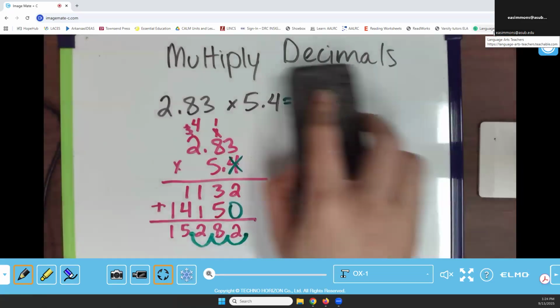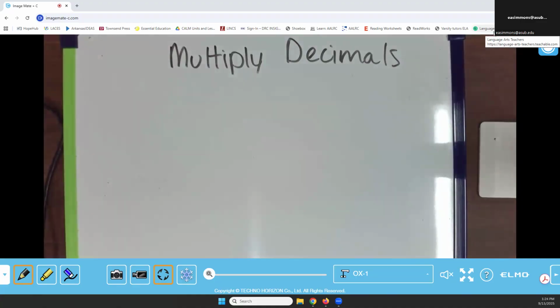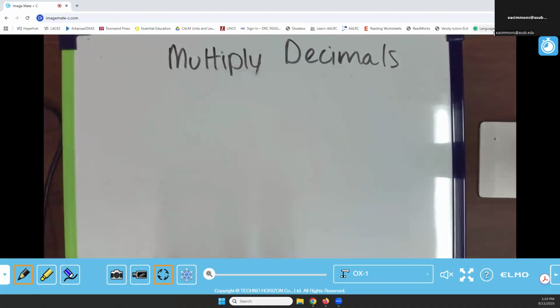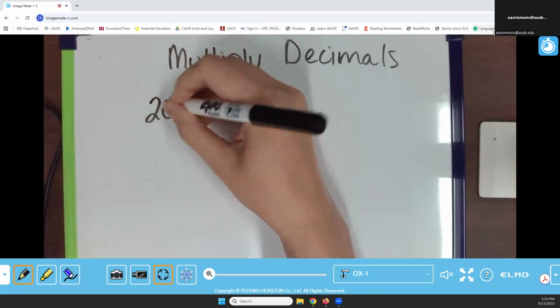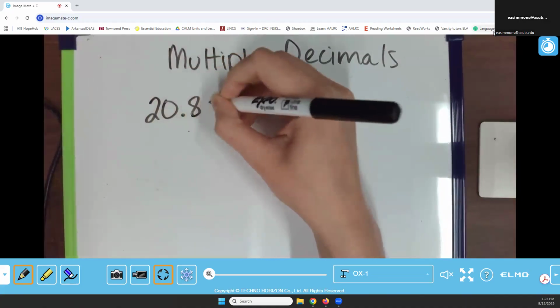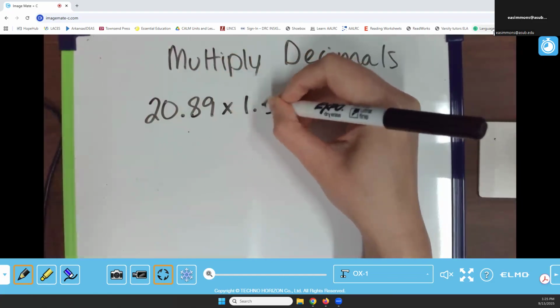Let's do another multiplication example. I know that last step has thrown some people off before, so I just want to make sure we've got 2 examples under our belt. Here I've got 20.89 times 1.59.